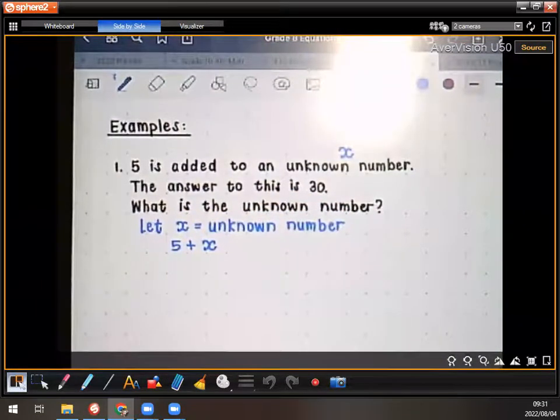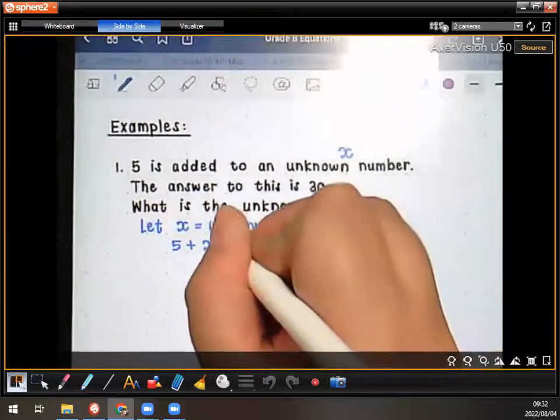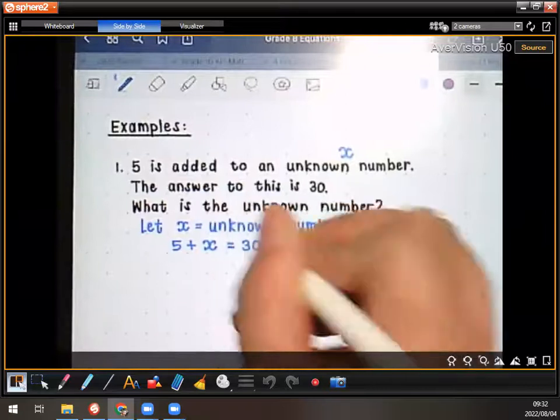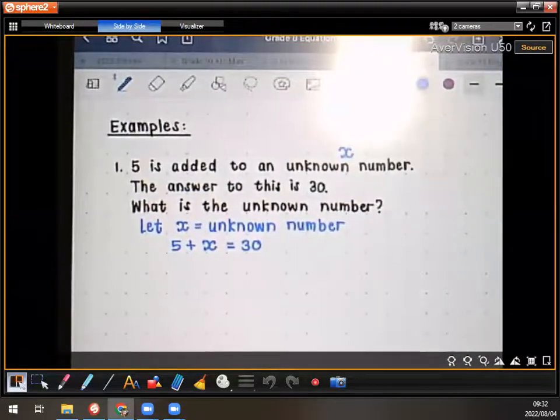David, you must know what you're going to say. Or you can also say X plus 5. Right? That's the same thing. Now they're saying the answer to this is 50. So that means equals 50. Yes?